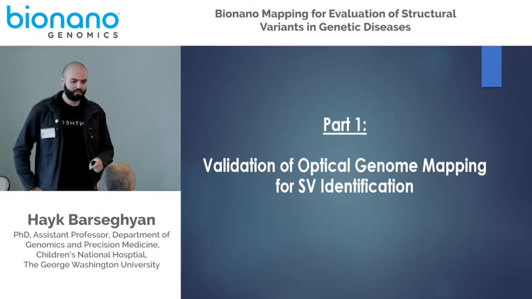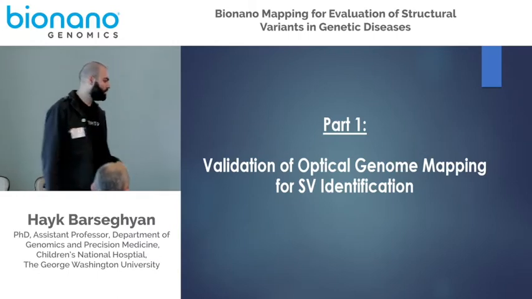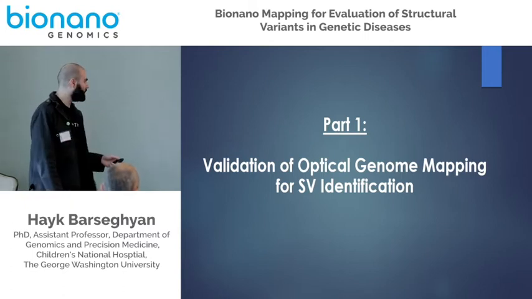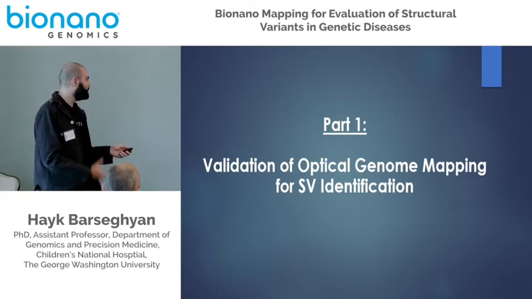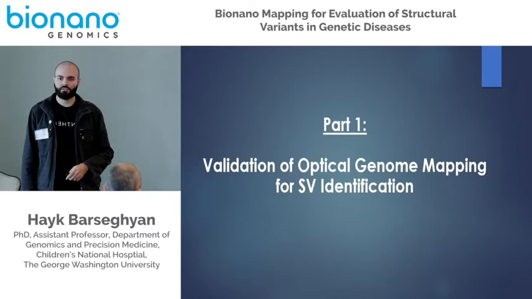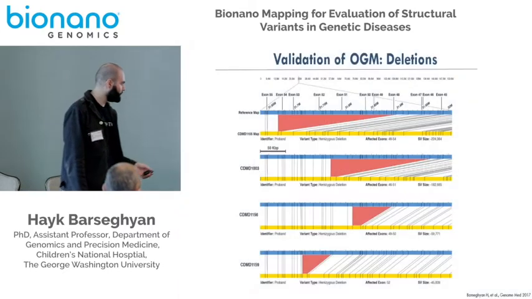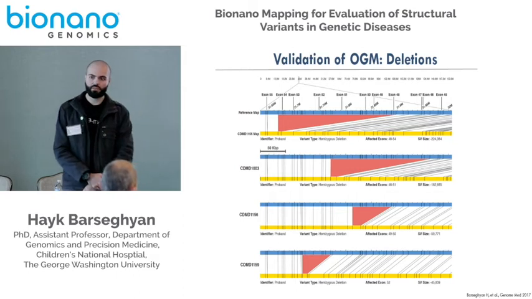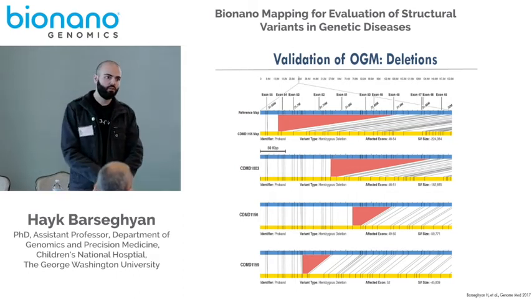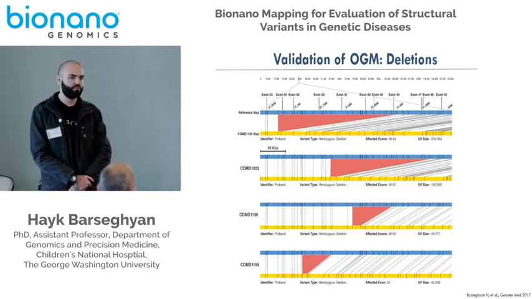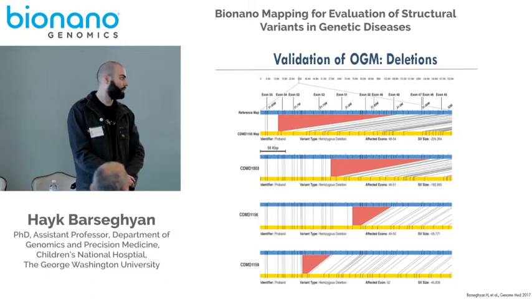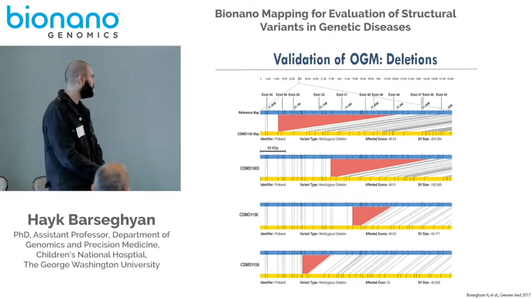Before using optical mapping, it was important for us, for our own sake, to validate the method and to understand that it can actually find structural variants for our needs. For that, we used a cohort of cases with Duchenne muscular dystrophy, which is a form of muscle degeneration, usually X-linked and affects males around the age of 3 and 4.